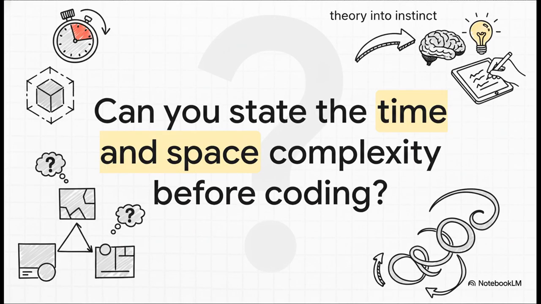And that's a wrap, but you're not done yet. Here is your challenge. Go find 3 coding problems online, but before you write a single line of code, just stop. Analyze the problem and figure out the time and space complexity of the best solution you can come up with. If you practice doing this, it'll stop being theory and it'll become an instinct.